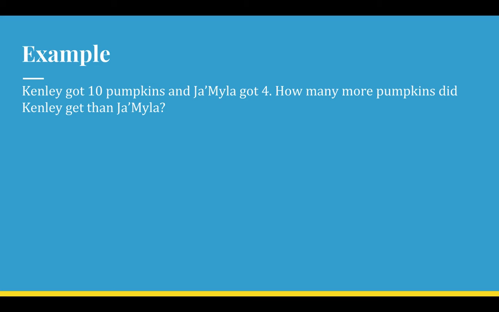So let's look at the problem again. Kenley got 10 pumpkins and Jamila got 4. How many more pumpkins did Kenley get than Jamila? I'm going to start by looking at those keywords. Which keywords are they? Yep, you've got it. How many more is the keywords to know. So we know it's going to be a comparing problem.